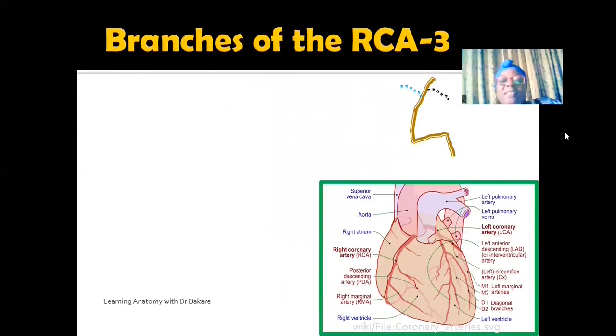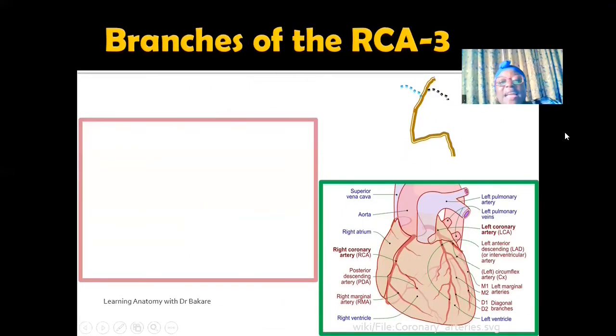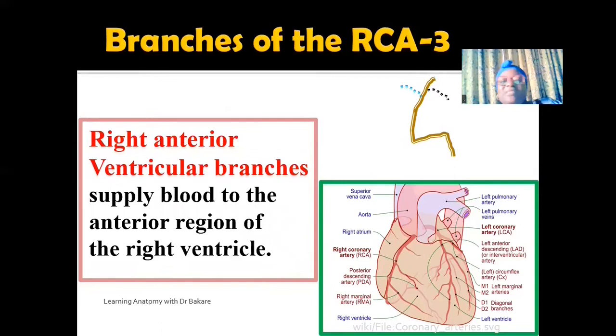So moving forward, the third branch of the right coronary artery is the right anterior ventricular branches. The right anterior ventricular branches, from the name, it emerges from the right coronary artery on the anterior surface and is supplying the ventricles. So this is how it emerges, highlighted here in red in this image up here. So when it emerges, it's going to be supplying the anterior wall of the right ventricle. So in this image down here, this is the right anterior ventricular artery.